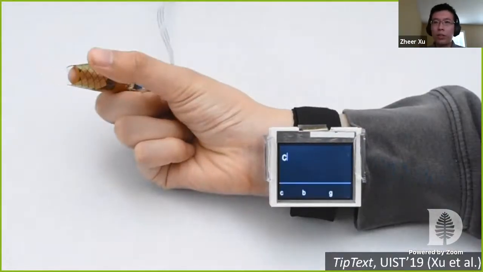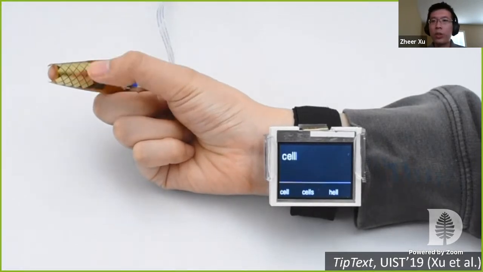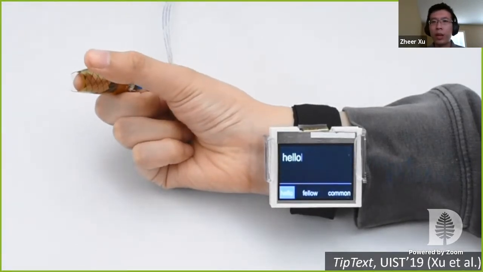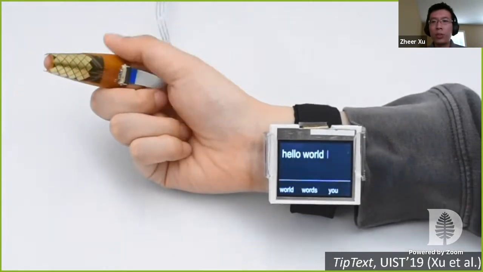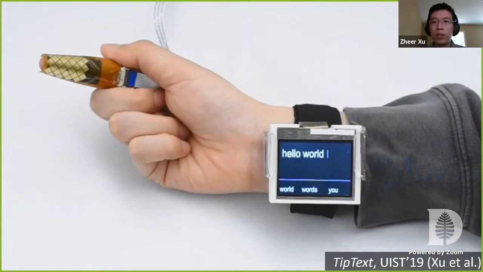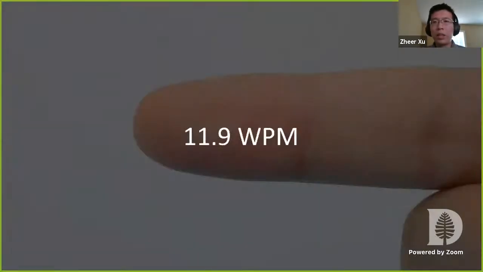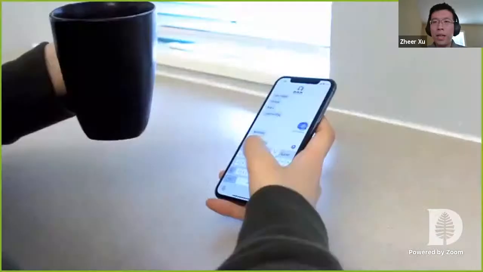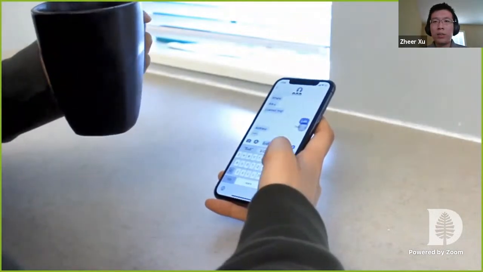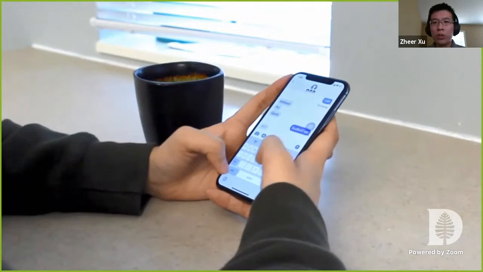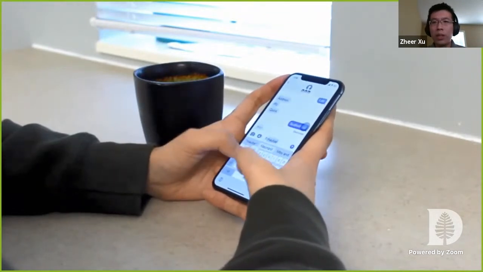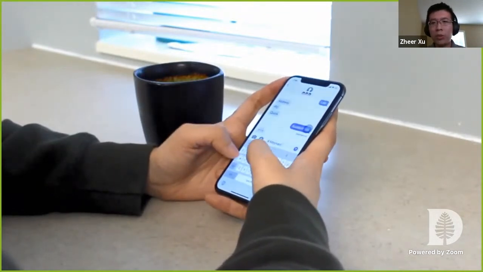Bi-tip text is an extension of tip text, which originally introduced unimanual fingertip tapping in WIS 19. It is natural, unobtrusive, and can be easily conducted in an eyes-free manner. The speed of tip text is around 11.9 WPM. Inspired by typing on a smartphone, where speed is faster using 2 hands, we thought using both hands for fingertip typing can improve typing speed too.